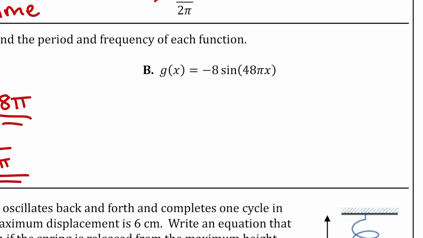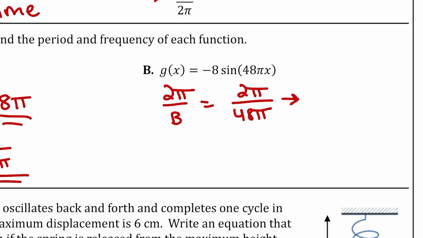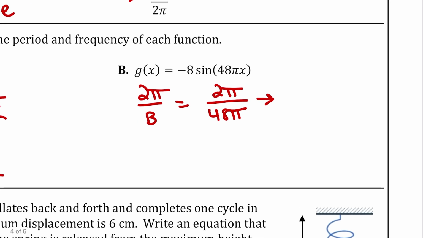Okay, and now on to example B. We have 2 pi over b for the period. And it looks like our b value is 48 pi. Usually we don't see a pi in there. So we have 2 pi over 48 pi. So our pi's actually cancel out for once. So we're going to get 1 over 24 as our period.